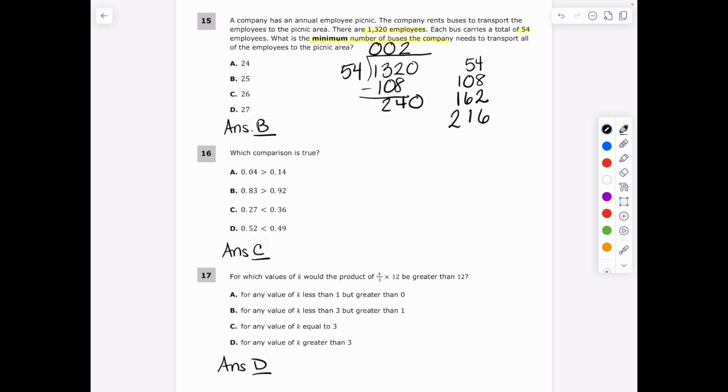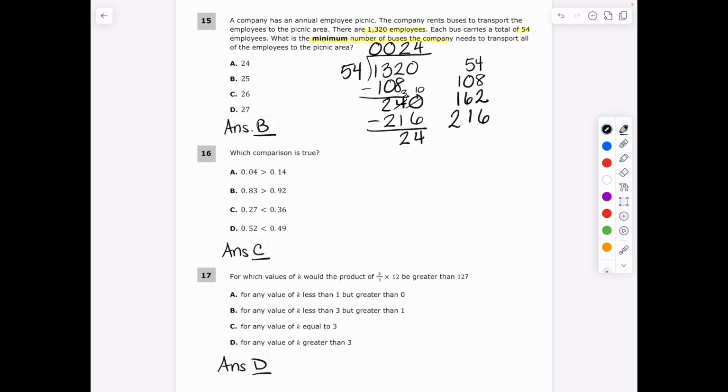Can I fit another one? I don't think so, because I'm going to have more than 240. If I add 50 to 200, I'm going to have more. So that's 4 groups. And I'm going to subtract 216 and I get 24 as a remainder.